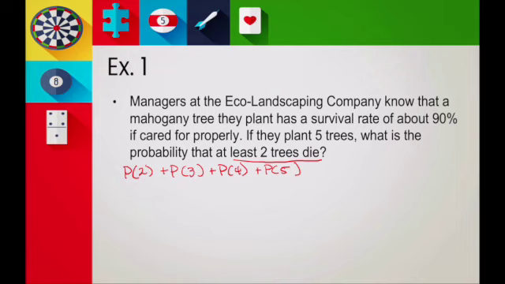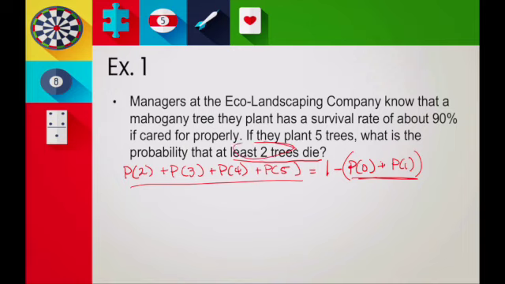To start with, an easier way to write this would be 1 minus the probability that 0 trees die or 1 tree dies, right? Because here we only have to calculate 2 probabilities. Here we have to calculate 4 of them. I'd rather do the option that's half as much work. So, at least 2 trees die is 1 minus the probability that 0 or 1 trees die.